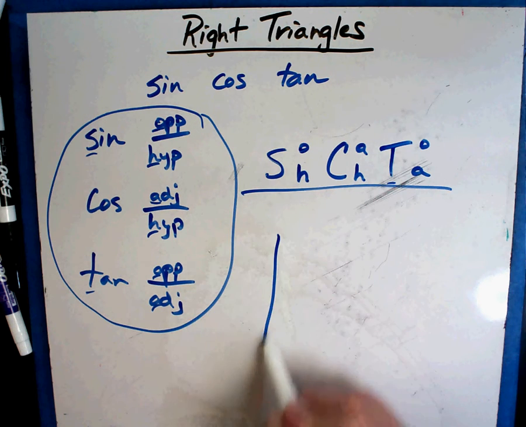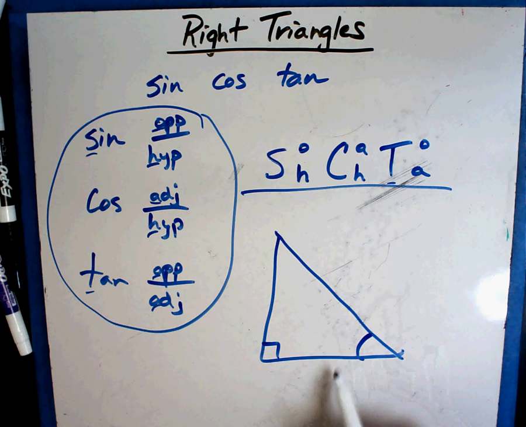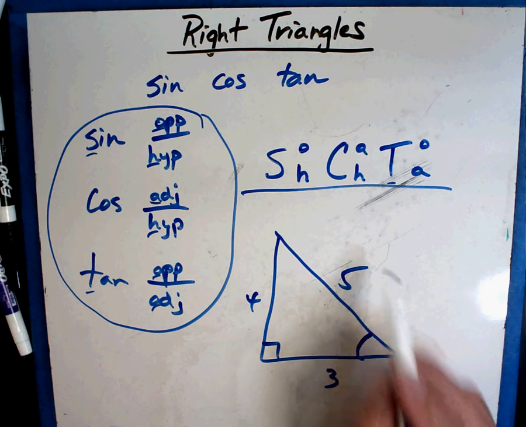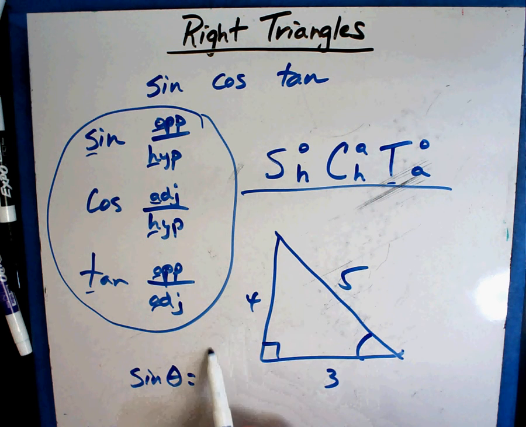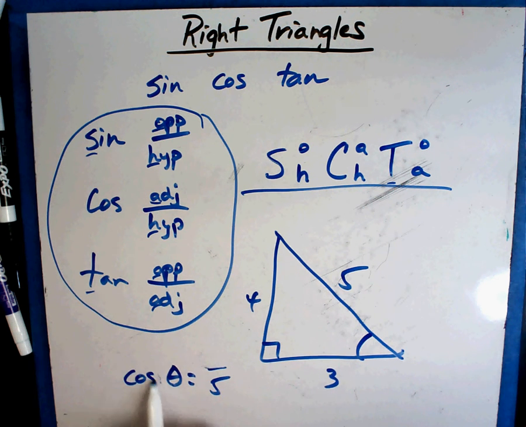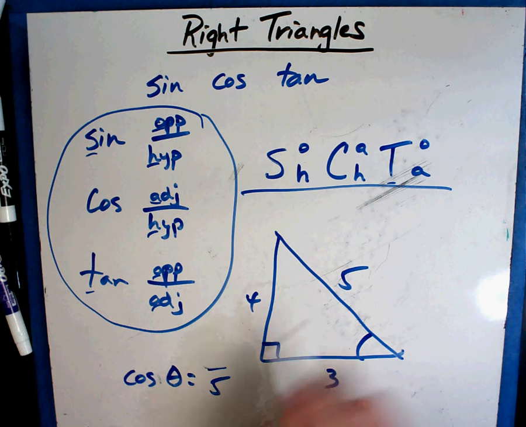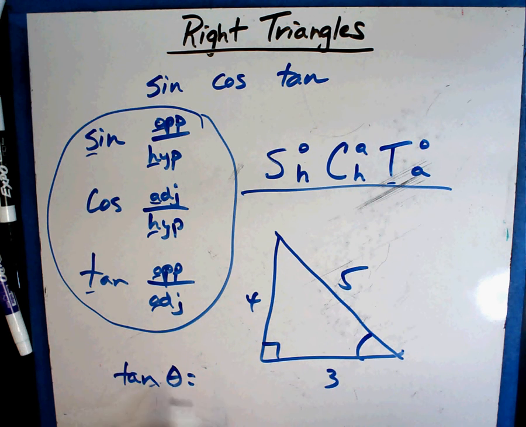Okay? So, if I have a triangle that looks like this, let's see if you know this. I had this angle, and I had 3, 4, 5. And I wanted to know what the sine of the angle was. Well, by definition, it's going to be opposite over hypotenuse, which is going to be 4 over 5. That's all there is to it. If I wanted the cosine, it's going to be adjacent, so that would be 3 over 5. If I wanted tangent to that angle, opposite over adjacent would be 4/3.